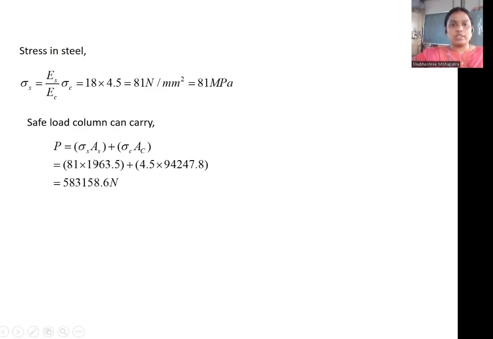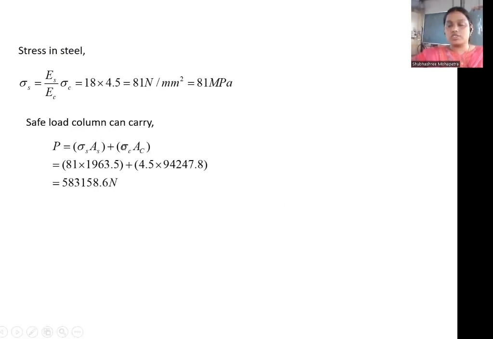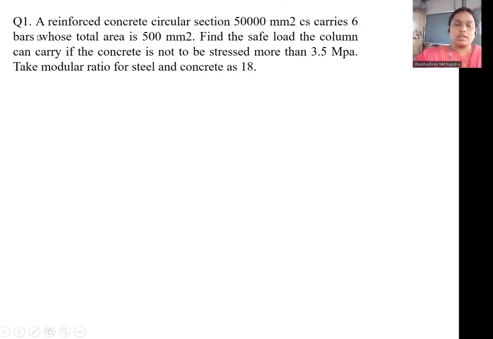So here we have two materials, one is steel and another is concrete. For steel, the load will be sigma S multiplied by AS, and for concrete, the load will be sigma C multiplied by AC. By putting in the values, we get the total load or safe load as 583158.6 Newton.